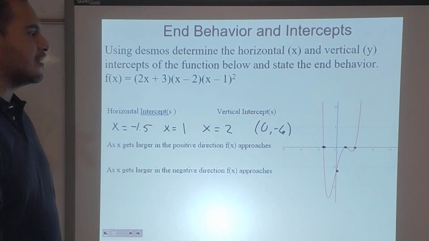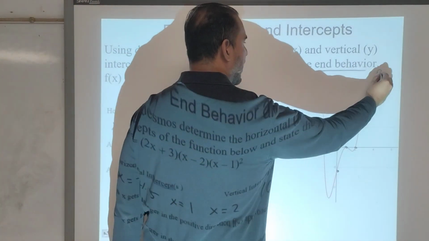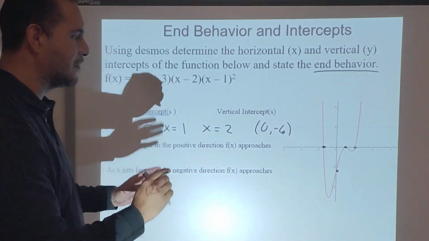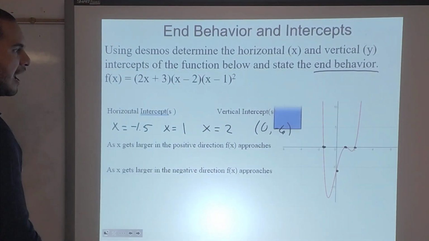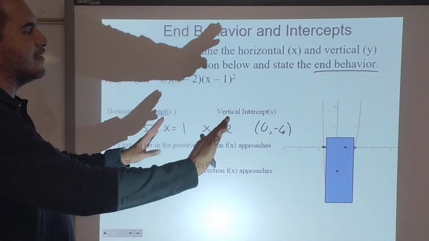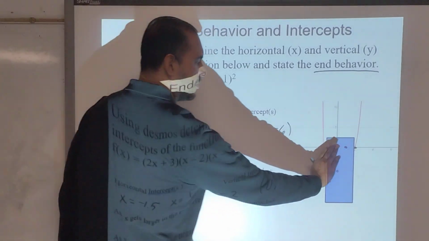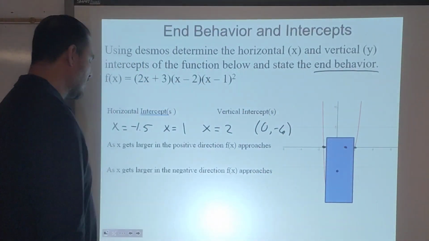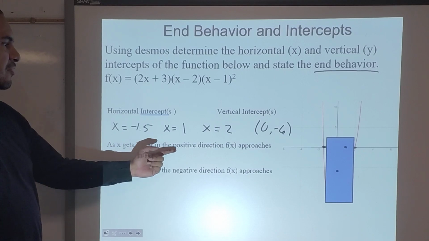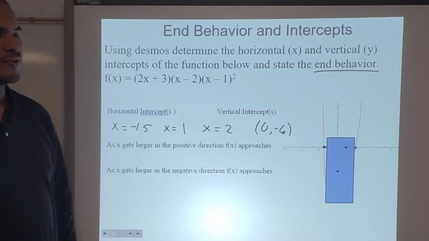Then we're going to talk about what we call end behavior. When we talk about end behavior, I don't really care so much about what's happening in the middle of the graph. I want to take a look at what's happening outside of the graph. So we're going to look to the right and to the left. First, we're going to look as x gets larger in the positive direction. What does the function approach?